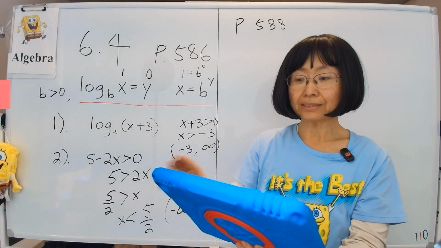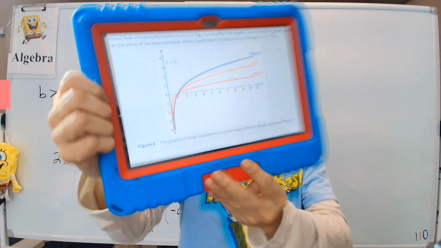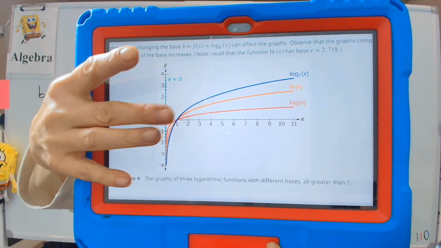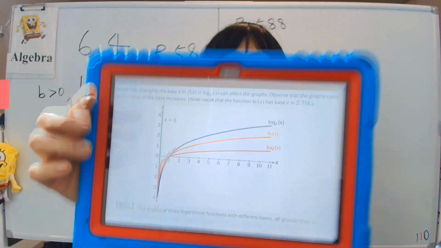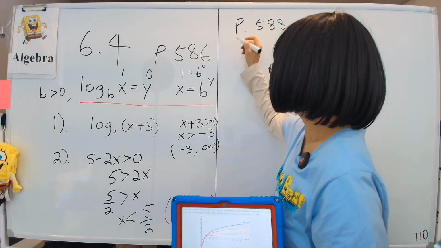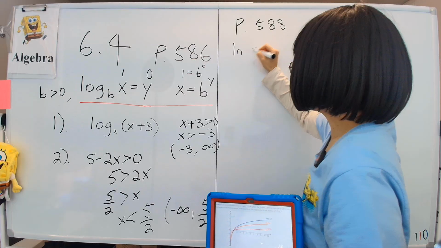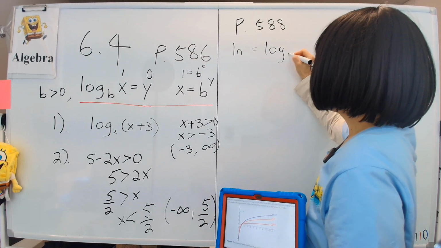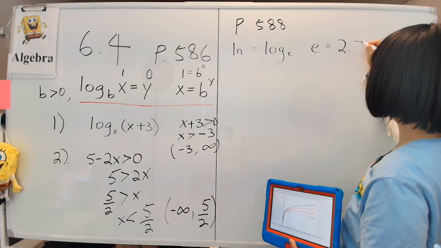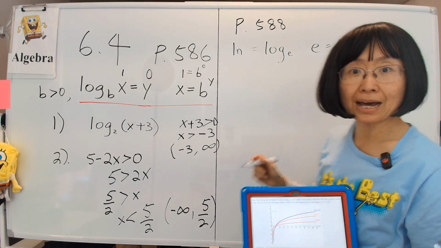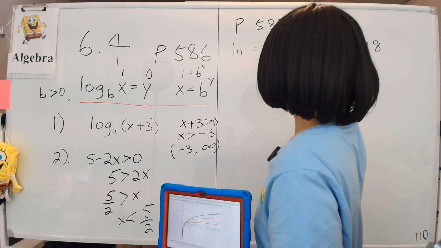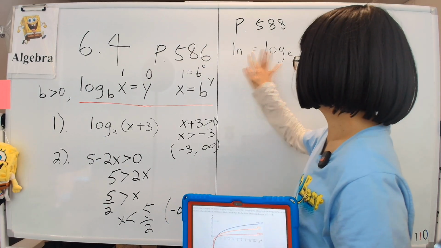Okay, so let's look at the next graph. We have three different graphs. There is log base 2. There's the natural log, which is the log with that unusual base e. Remember, the natural log is the same as log base e, where e equals 2.718, etc. e is similar to pi in the sense that it represents a fixed number. And that's called the natural log.